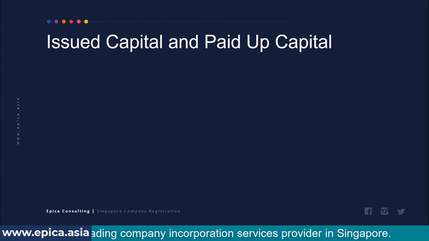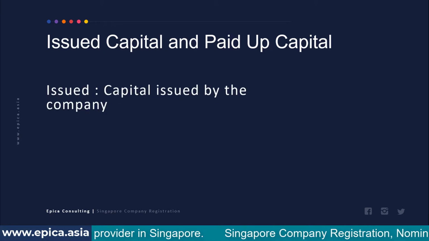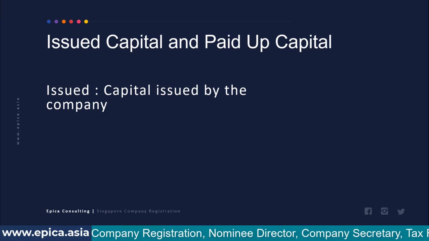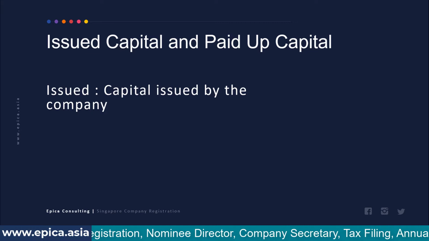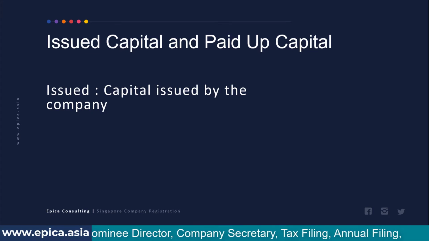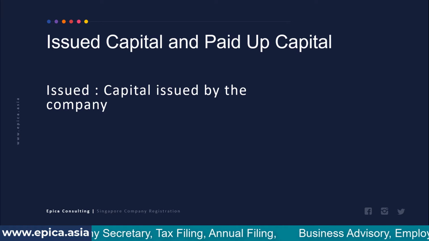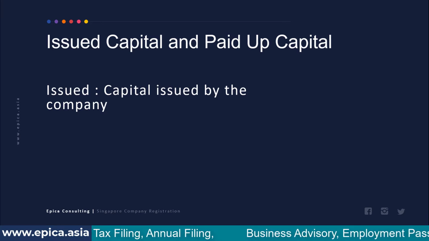As you understand, there are two amounts of capital for every company. The first one is the issued capital, and issued capital means the capital that is issued by the company to the shareholders. The company at its board meeting may decide that this is going to be the issued capital at the time of incorporation itself, or subsequently it may increase its capital and issue it to various shareholders.